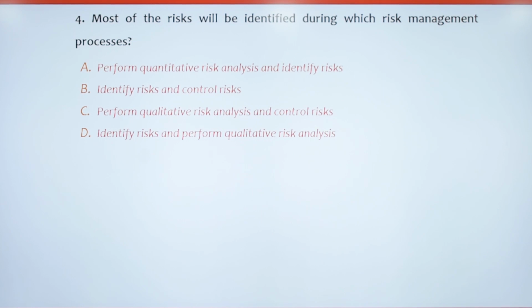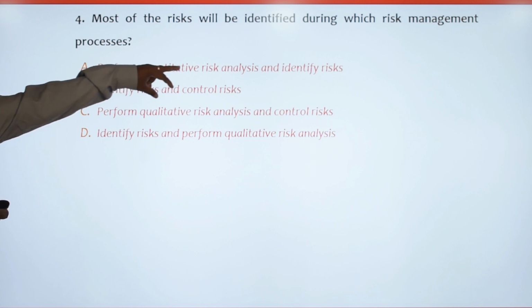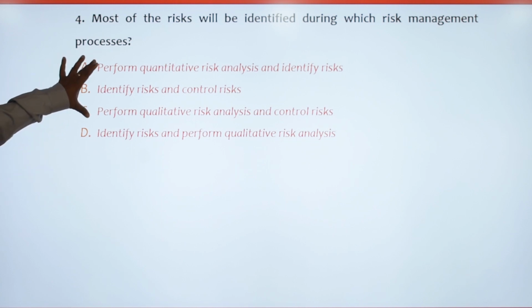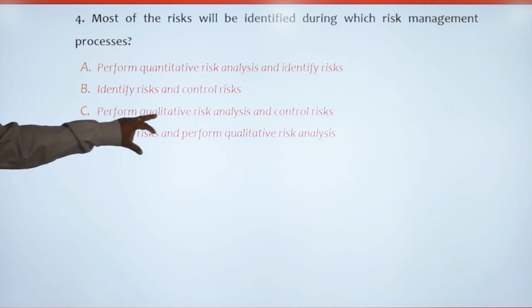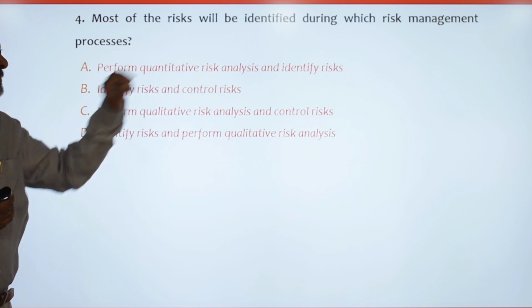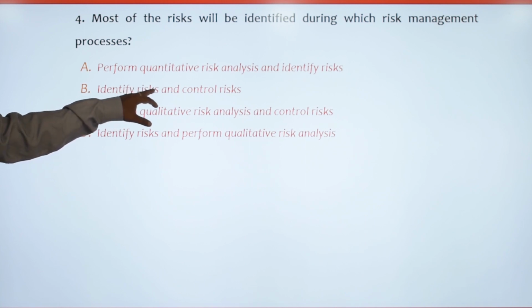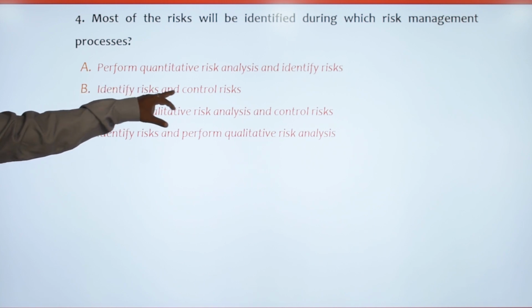So here also we can do elimination of options to arrive at the answer. Wherever you can see qualitative risk analysis, risk analysis, while doing risk analysis we are only analyzing the already identified risk. We will not be identifying any new risk. So these are the 3 options that can be eliminated because of this risk analysis that comes as an option. So this is the only option during which the risk will be identified: identify risk and control risk.